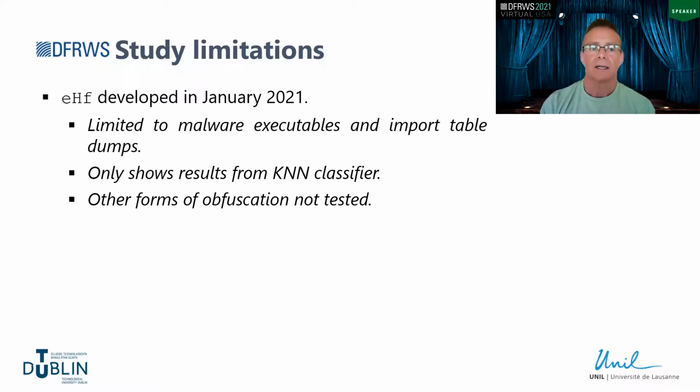We limited the malware experiments to executables and import table dumps. But like I said, we could probably implement this in any type of data type or data format. I only used the KNN classifier. Again, I used it out of convenience because it's a distance-based classifier, and I could easily interchange the distance metrics to have a comparison or evaluation against the NCD algorithm. And then obviously, there are lots of other obfuscation methods such as packing and encryption that weren't tested. Again, this is down to time, and obviously that's something that we could explore further.